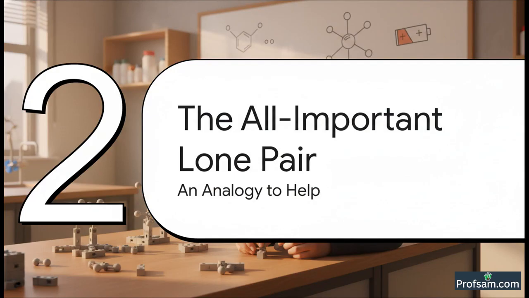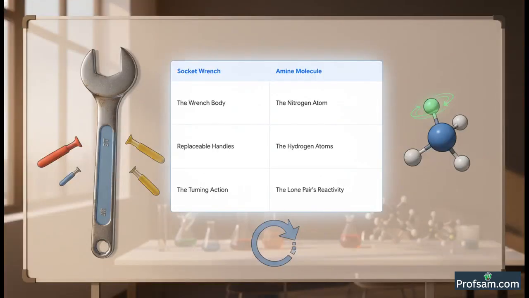Now, I know what you might be thinking. Sir, this is all a little bit abstract. Electrons, lone pairs, and you are right. So, to make this idea much easier to remember, especially for your exam, let's use a very simple analogy. I'm sure you have seen a socket wrench from a toolkit. Just imagine that the main body of the wrench is our nitrogen atom. The different handles you can attach to it, well, those are like the hydrogen or carbon groups. They can be changed. But no matter which handle you put on, the wrench still works because of its turning action, correct? That turning action is exactly like the reactivity of our lone pair.